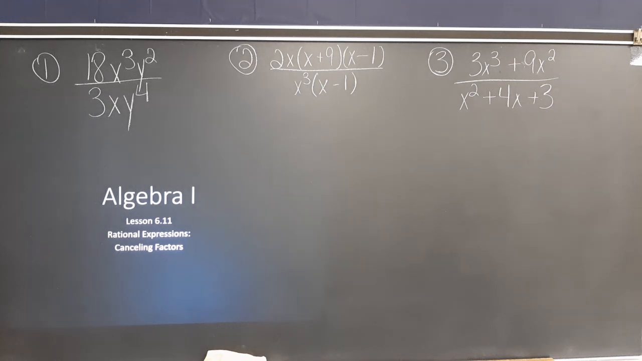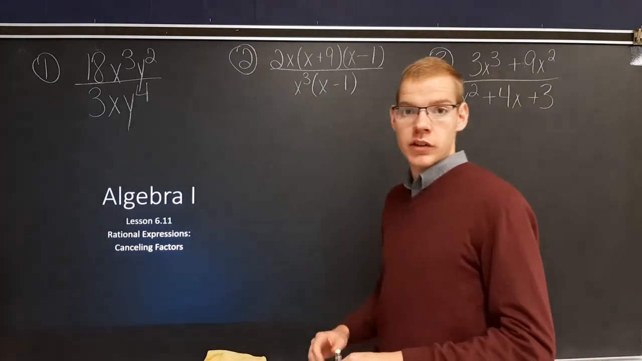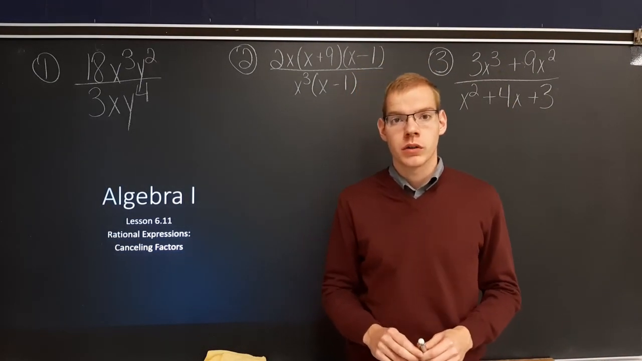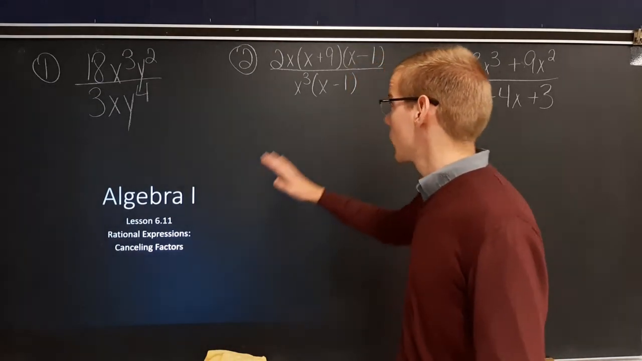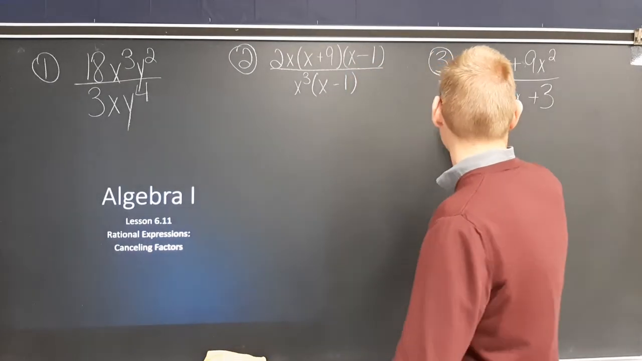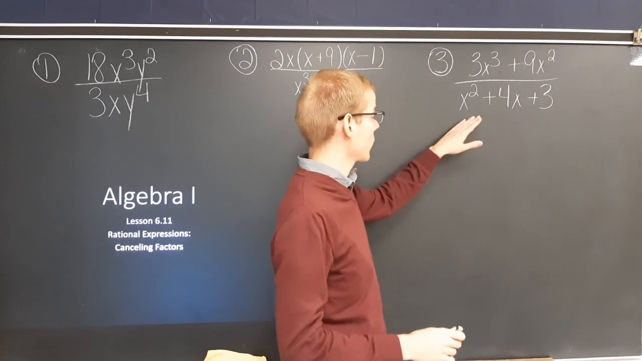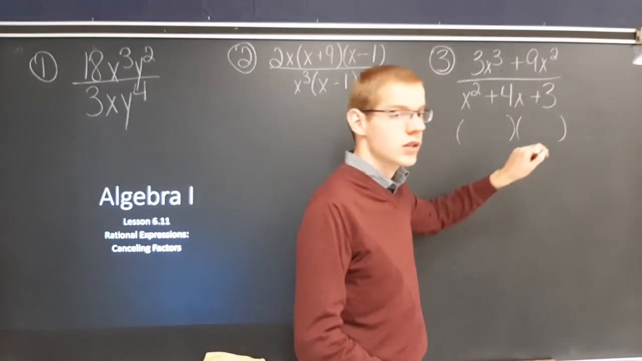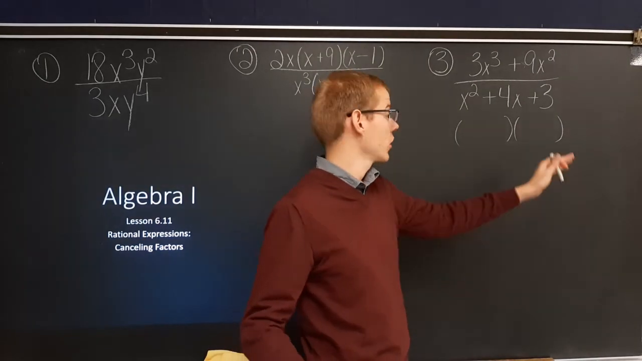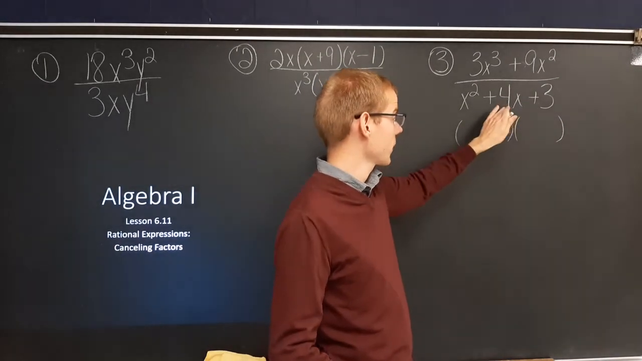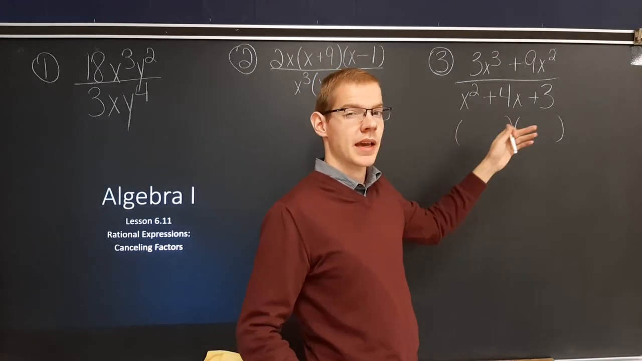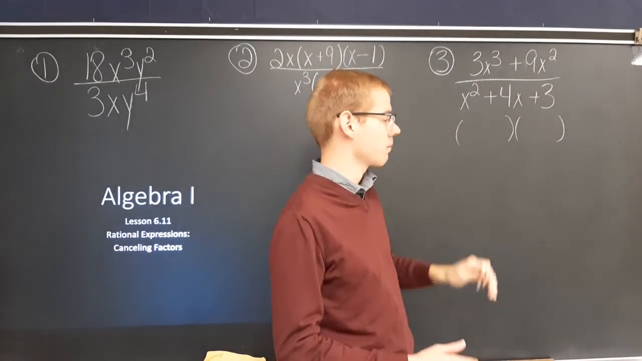Algebra Lesson 11, Rational Expressions: Canceling Factors. We have worked with factoring expressions before, something like this one. Here, where we would put two sets of parentheses, what numbers can be multiplied to get 3, and can those two numbers be added or subtracted to get this middle number?